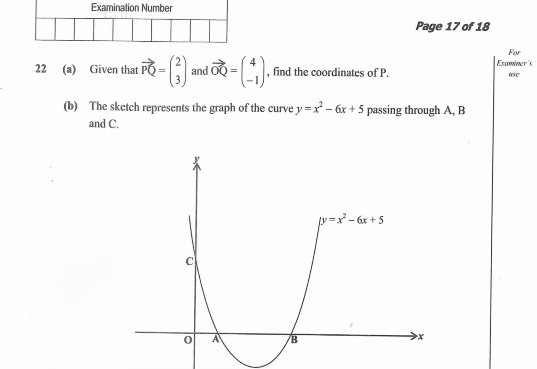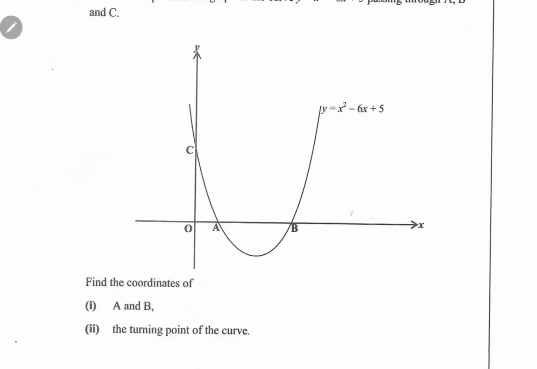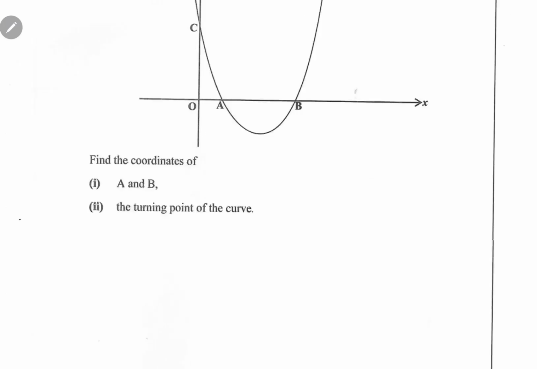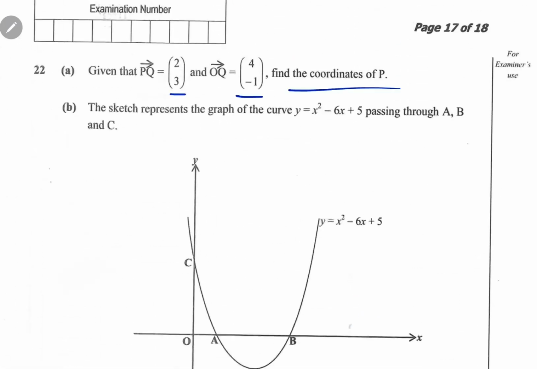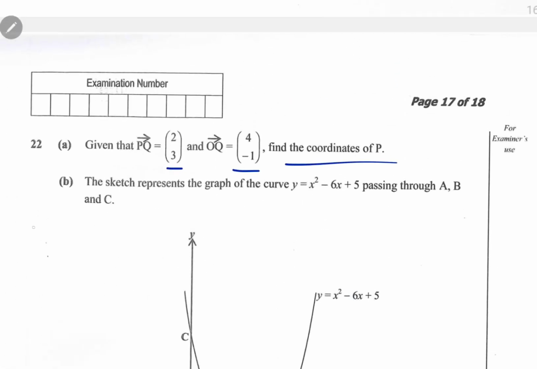Okay, question 22. We are almost there. Given that PQ is this, OQ is that, find the coordinate of P. Now here, what do we do? You need to know that vector PQ is equal to Q minus P.